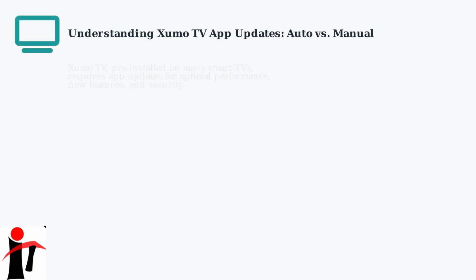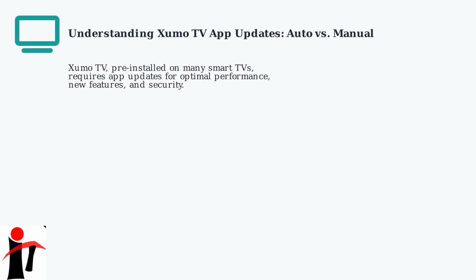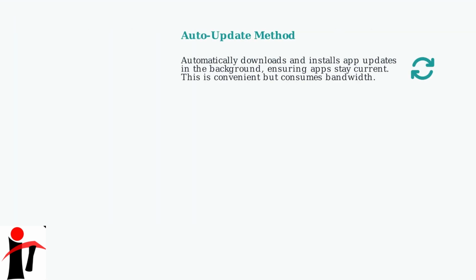Xumo TV, pre-installed on many smart TVs, requires app updates for optimal performance, new features, and security. There are two primary methods: auto update and manual check. Auto update automatically downloads and installs app updates in the background, ensuring your apps are always current. This is convenient but consumes bandwidth. To enable it, go to Settings, Apps, Auto Update Apps.